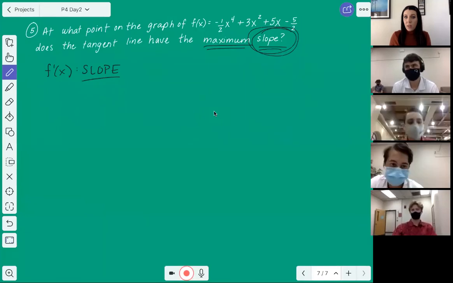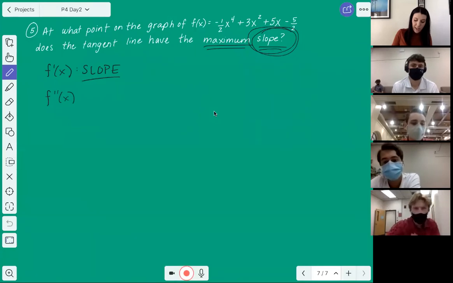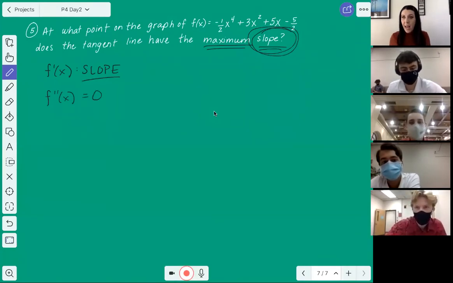So wouldn't we want to find the derivative of slope then? Correct, which in this case would be f what? Double prime of x? Correct. So we would be finding f double prime of x and setting that equal to 0.